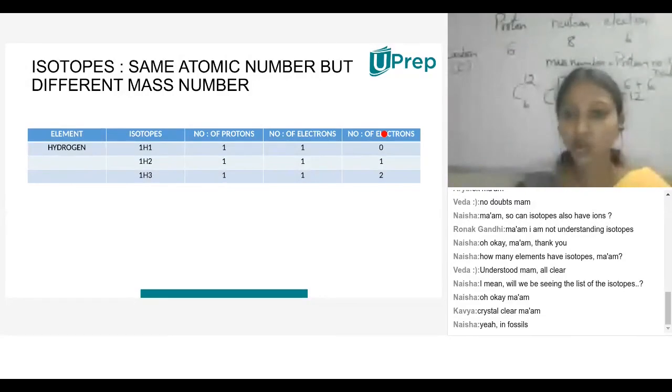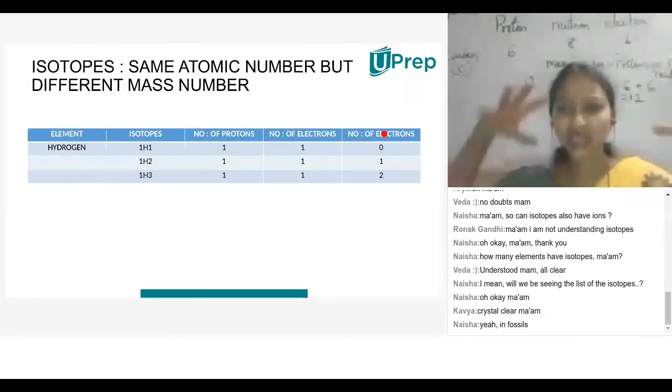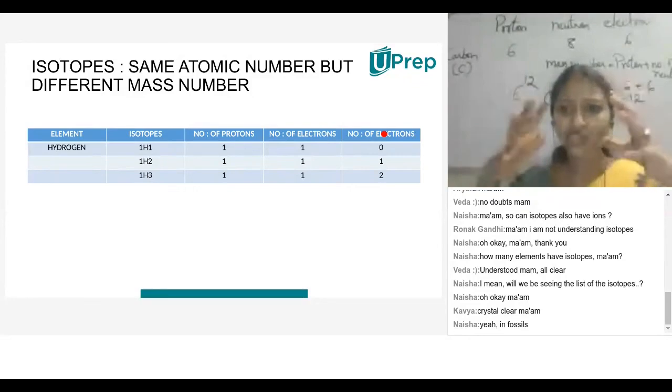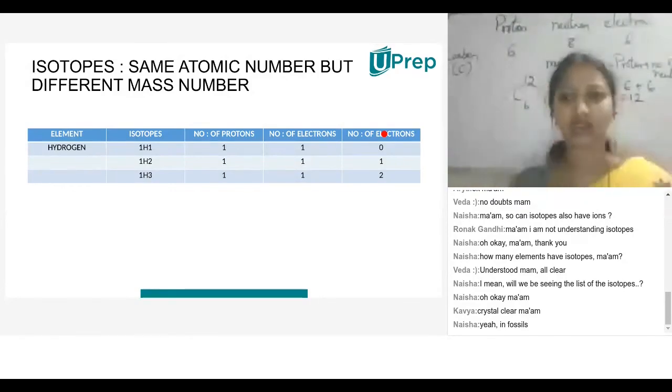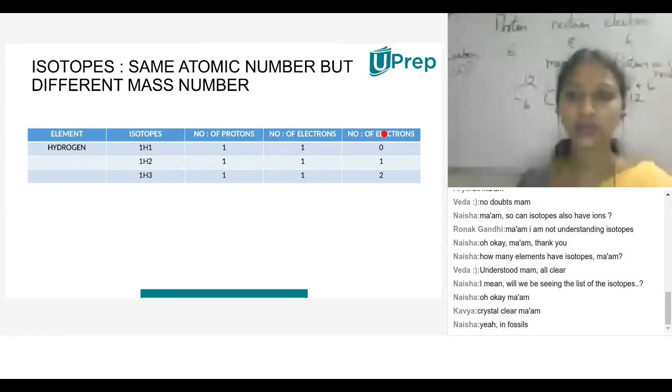They won't undergo the chemical reaction because they have higher energy. A chemical reactant should be stable to react. When it has higher energy, how can it react with the reactant? It won't react. Okay. So each isotope has its own unique properties.